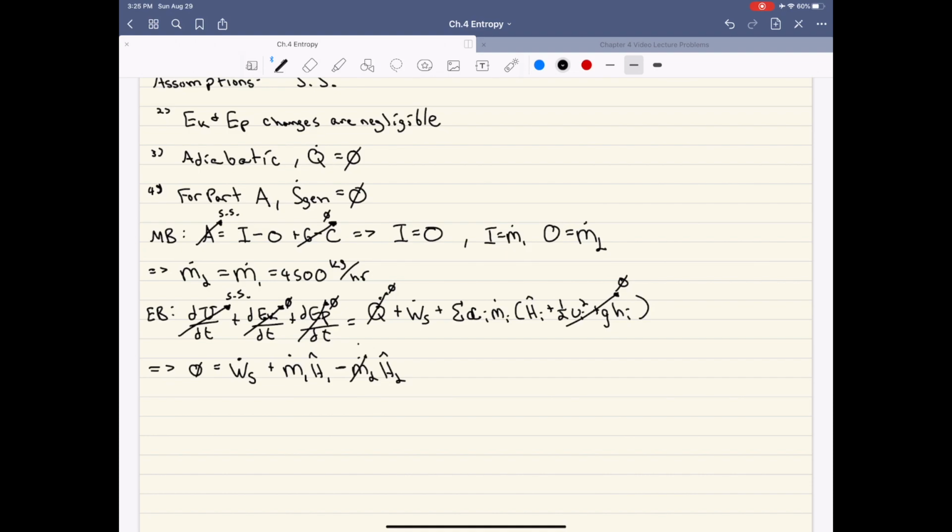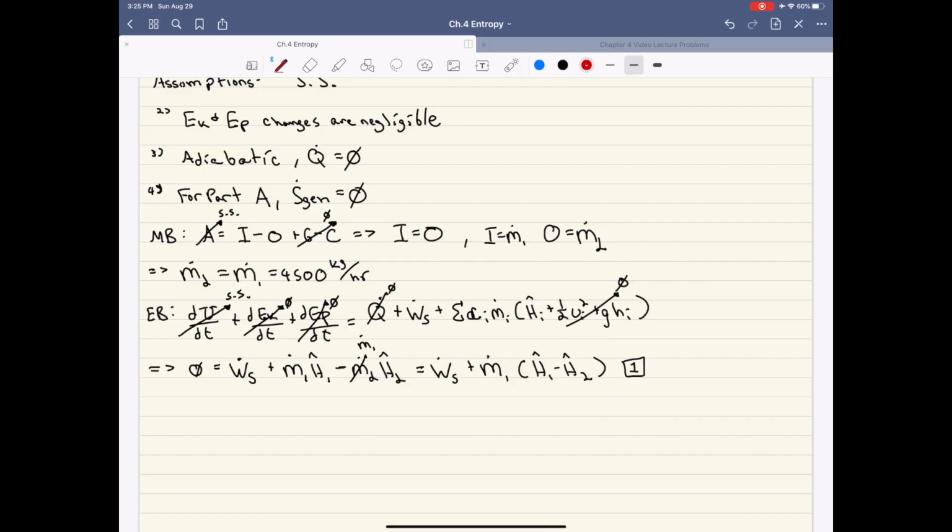We know the mass flow rate, it's constant. And so what we have is shaft work plus m1 dot times (h1 hat minus h2 hat). Okay. All right, and so here's our energy balance statement. This is what it reduced down to. And I'll call this equation 1.